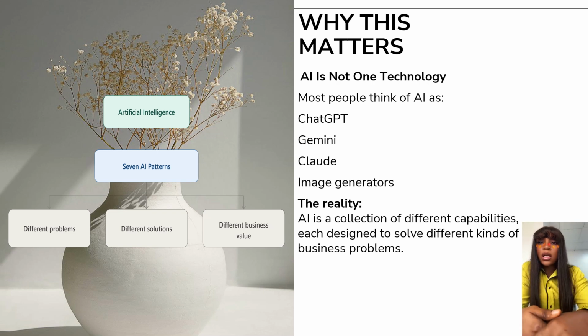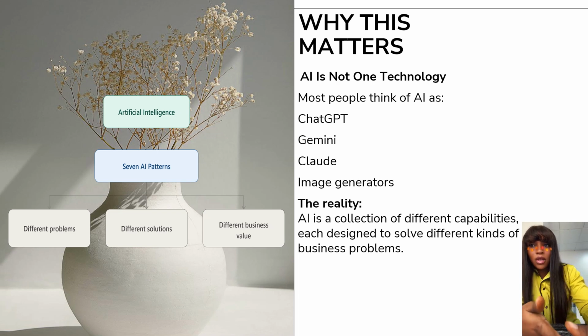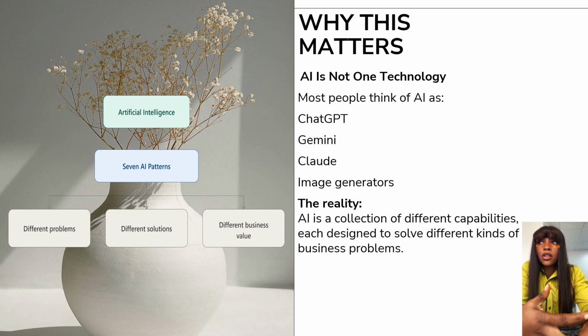When you hear the word artificial intelligence, what comes to mind? For most people, it's ChatGPT, while some people think of it as a robot. Others think of it as an image generator like Midjourney or DALL-E. But here's something interesting. ChatGPT is only a small part of AI, which is actually artificial intelligence. AI is much bigger than a chatbot.